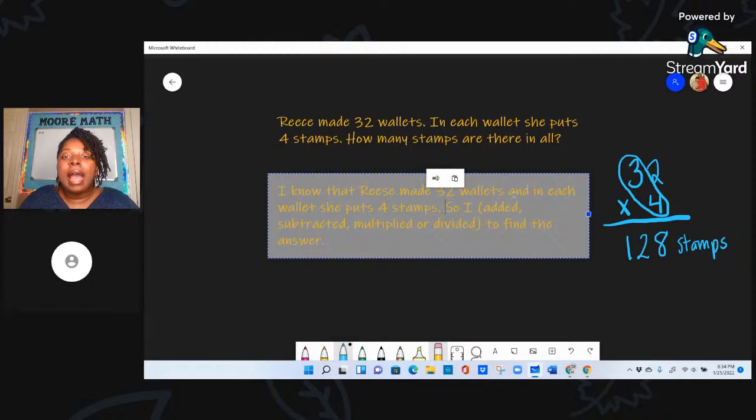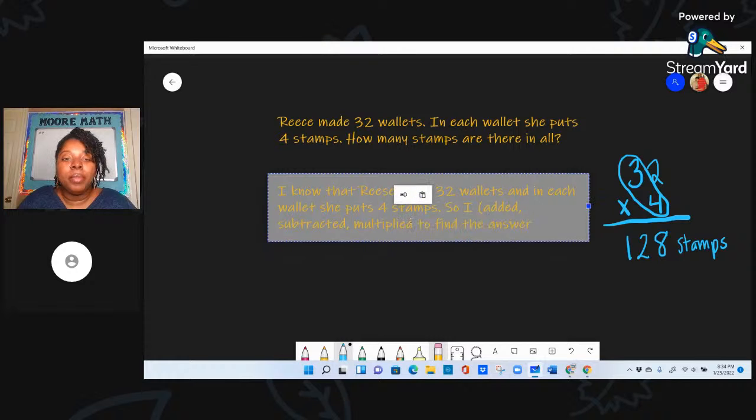Okay, so now what did you do? Did you add, subtract, multiply, or divide? Multiply. Good. So I multiplied, and what numbers did you multiply? 32 times 4. To find the answer. That's it. So you're just repeating what they said. I know that Reese made 32 wallets, and in each wallet she put 4 stamps. So I multiplied 32 times 4 to find the answer. And that's it.